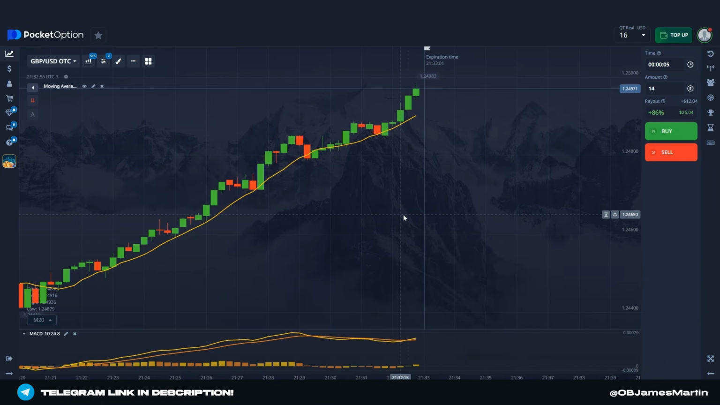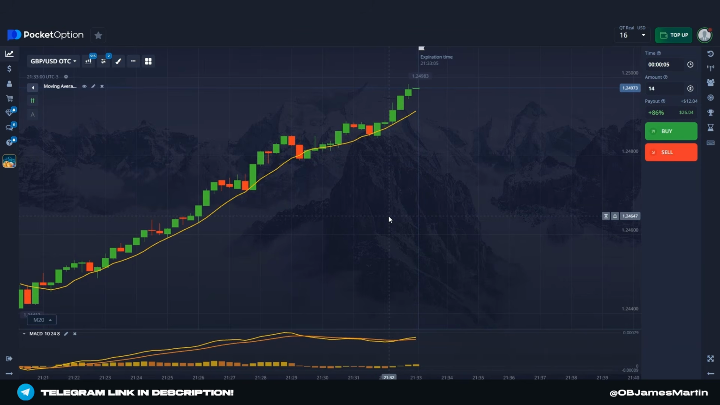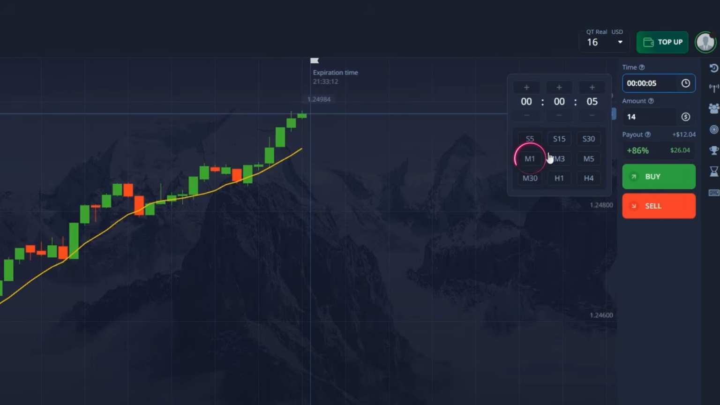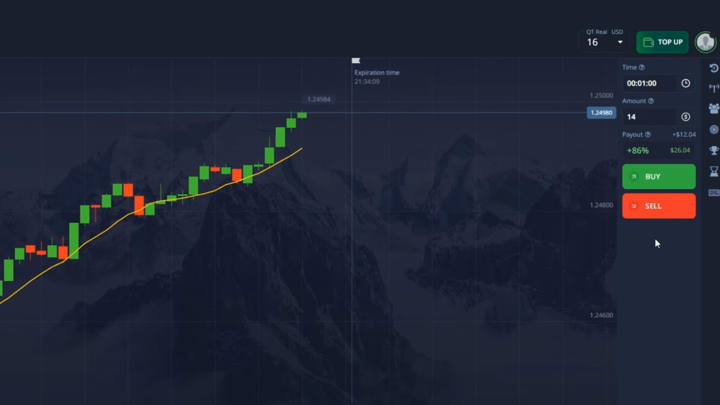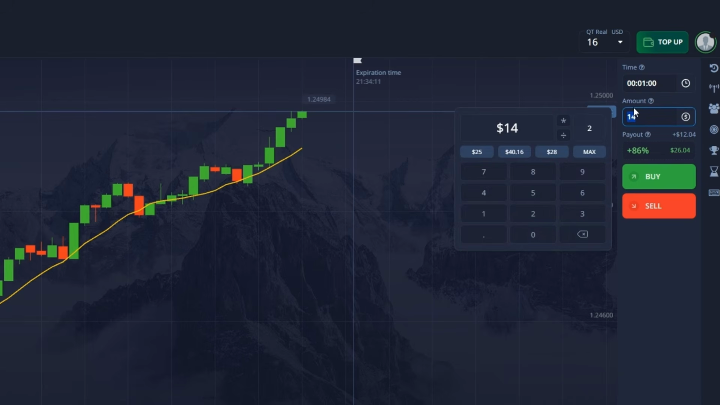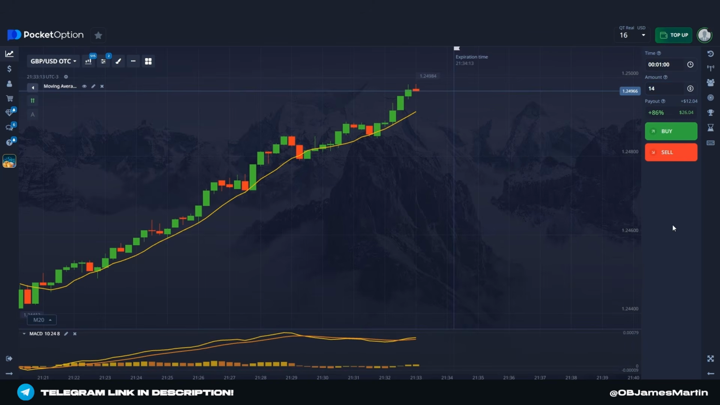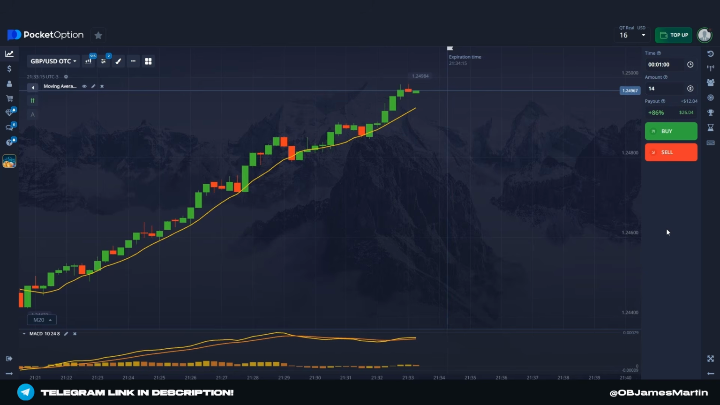Guys, I do this for each element so that everything works perfectly. This setup took me about a minute. It's very simple, it's really fast. Let's change this to M1. Alright, and we're going to start with $14. That's very simple, as I said.